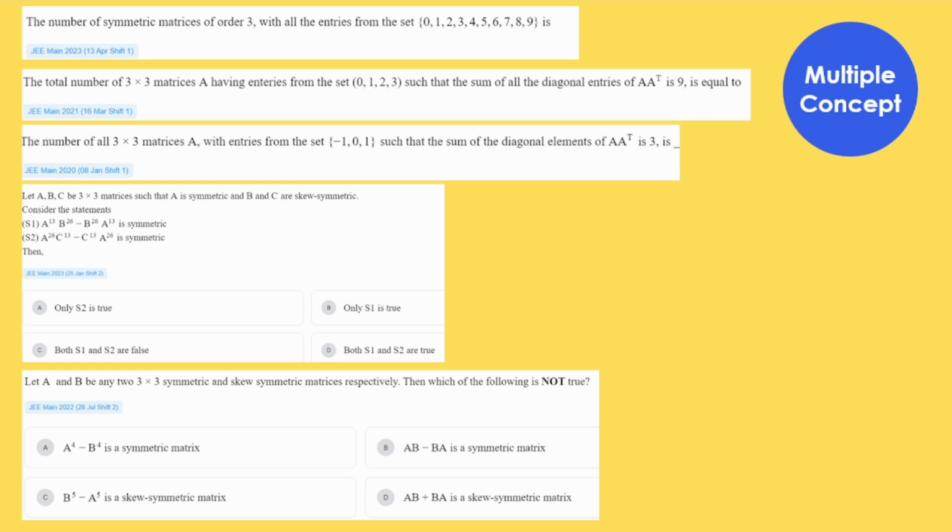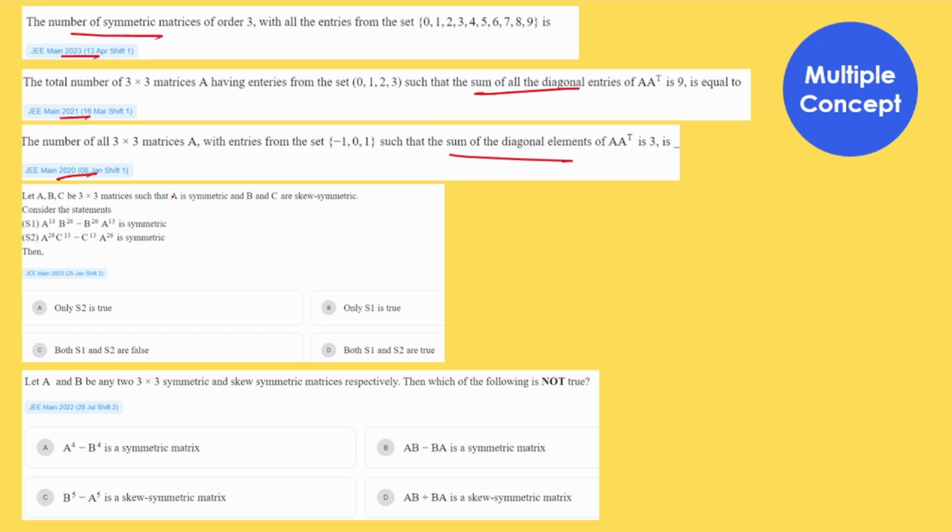Because finding the number of symmetric matrices involves a lot of permutation and combination kind of concepts, right? Permutation and combination concepts are getting involved while solving this, finding the sum of the diagonal entries. For that you need to find the sum of the diagonal elements over here. This was asked in 2023, 2021, 2020. To solve this question, you need to know the concepts of permutation and combination. That is why it's a multiple concept question.